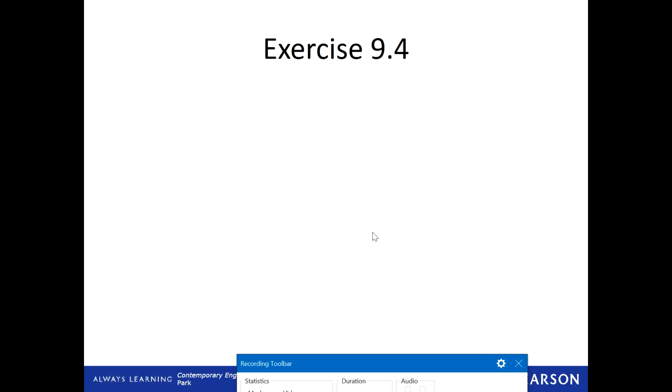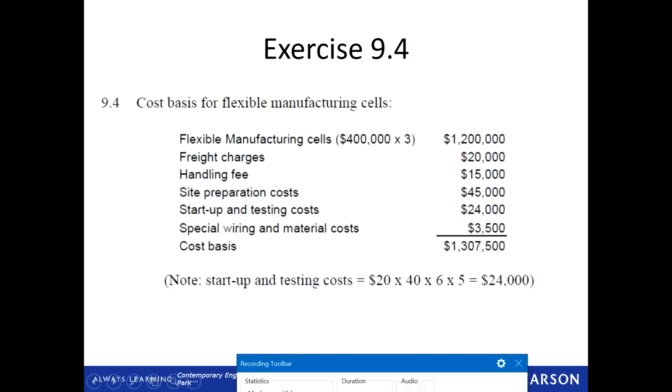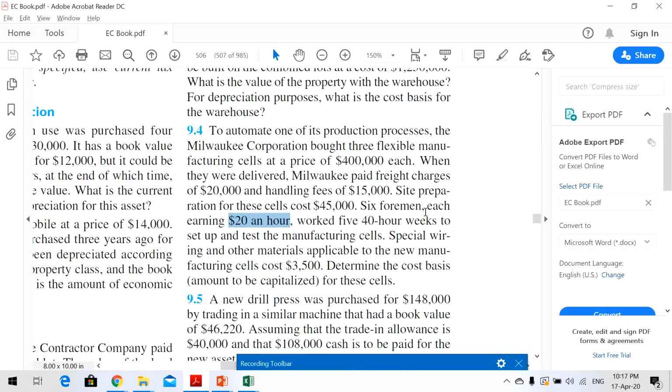So if I put all those numbers here, flexible manufacturing, you have one machine costing 400,000, so times 3 is the total cost of the machines. These are the freight or transportation charges, the handling fee, which is given, site preparation, startup and testing, and this one is the startup and testing cost.